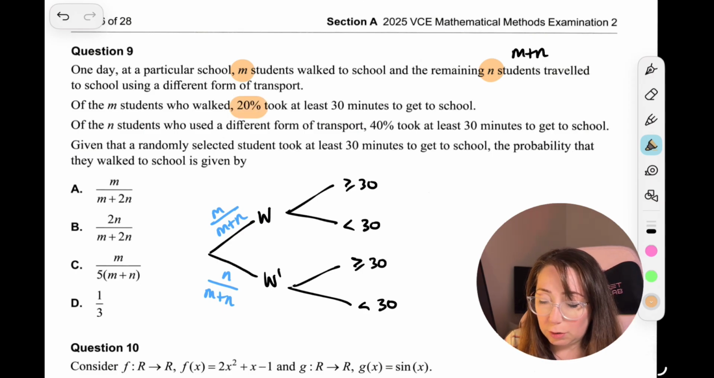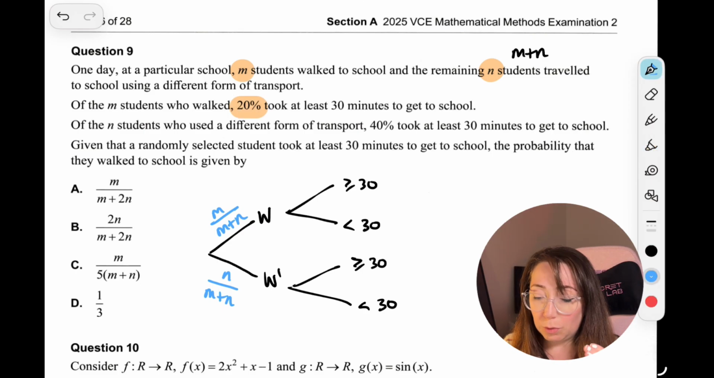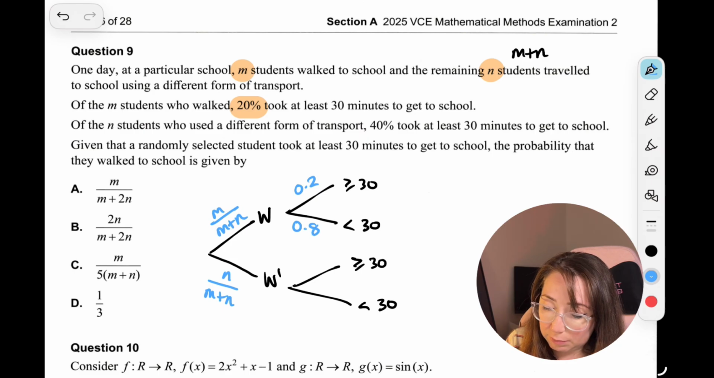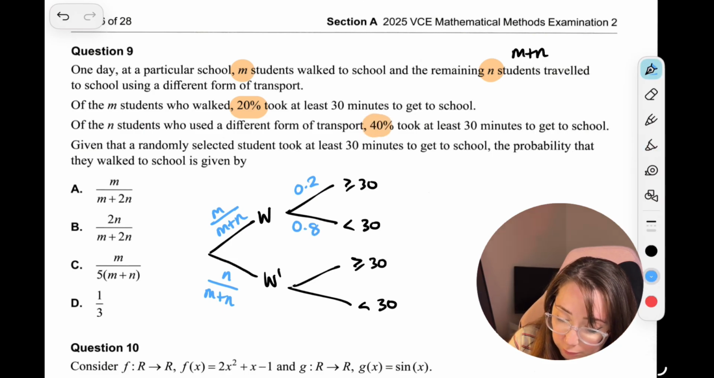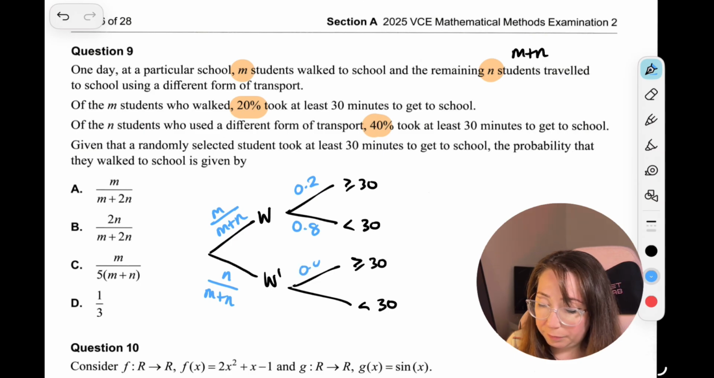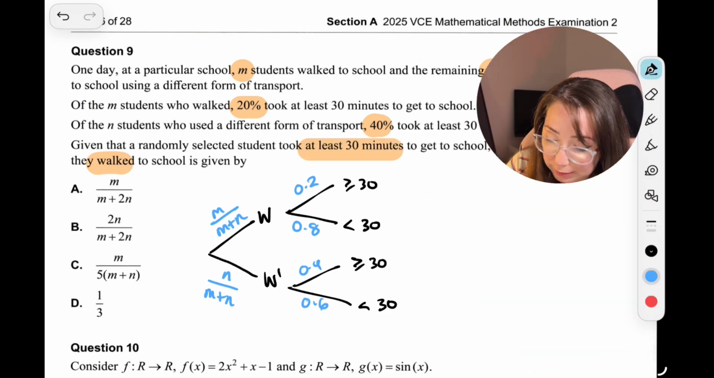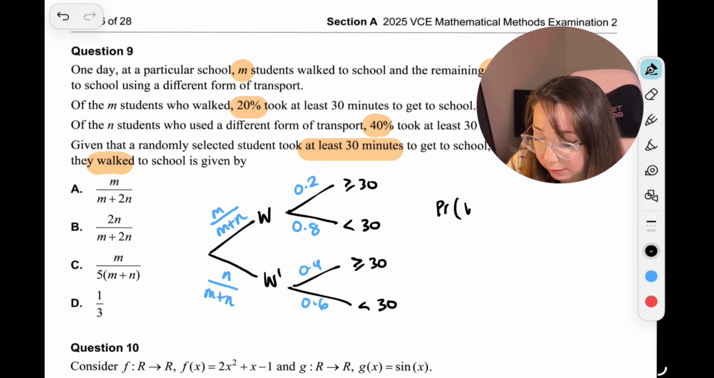Next it says, of the m students who walked, 20% took at least 30 minutes to get to school. So we're going down that branch of the walked, that's 20% took at least 30 minutes, that means 0.8. And then same thing for the other one, 40% took at least 30 minutes. So we've got 0.4, 0.6. All right, now what is it that we're trying to find? Given that a randomly selected student took at least 30 minutes, what's the probability that they walked to school? So we're looking for the probability that they walked to school given that they took at least 30 minutes.